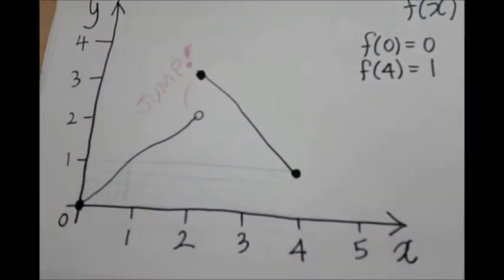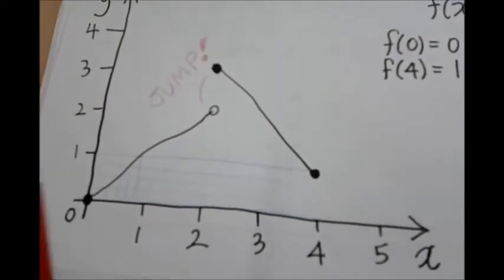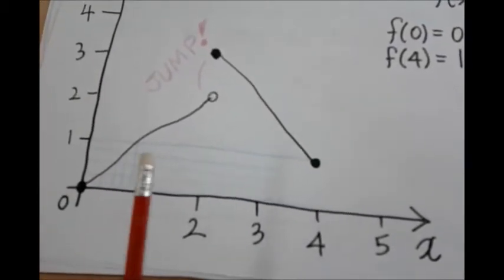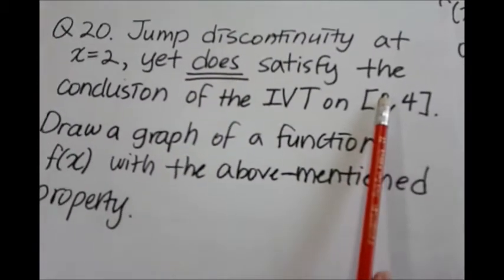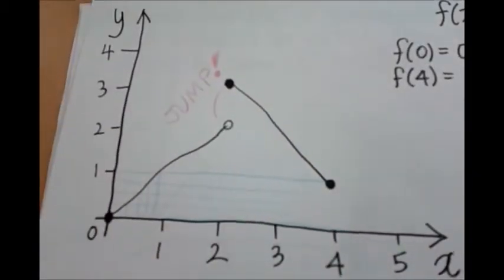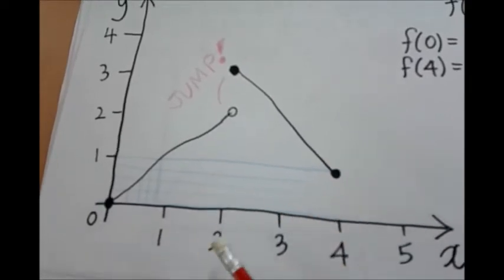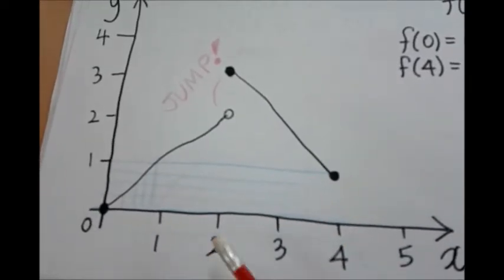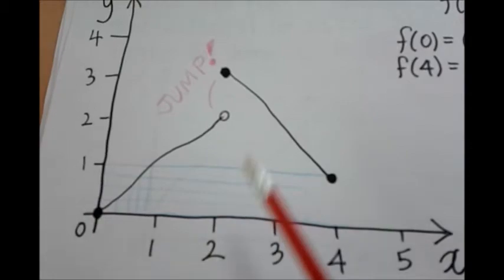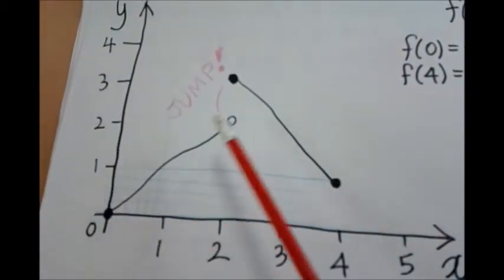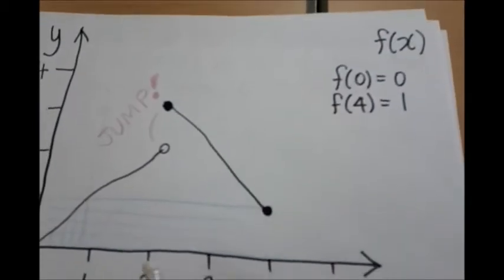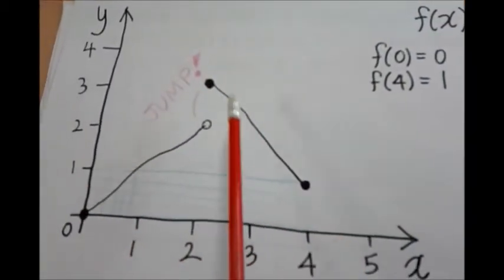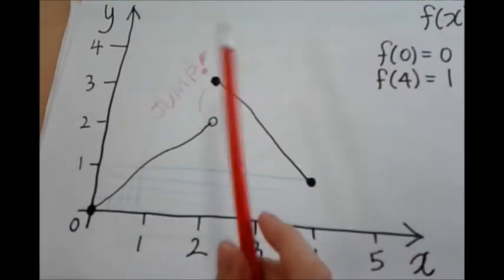This is such a graph. While this graph is not continuous from 0 to 4, as stated in the property, it does satisfy the IVT because at x equals 2, there's a jump discontinuity. f of 2 is 3, while the left-handed limit at 2 is 2. The right-handed limit at x equals 2 is 3, so there is definitely a jump discontinuity.